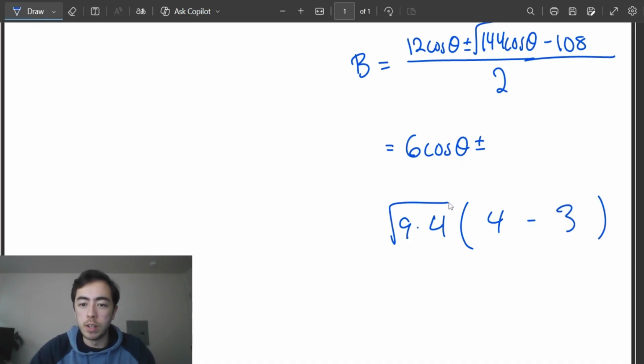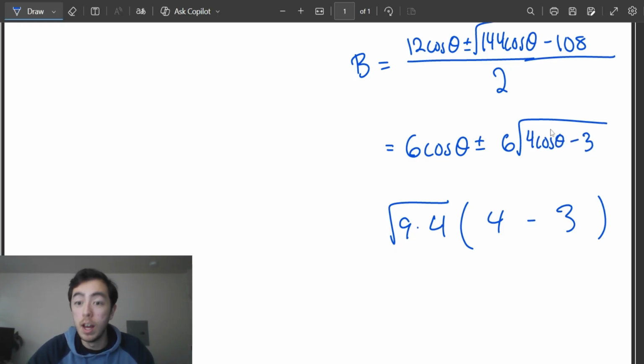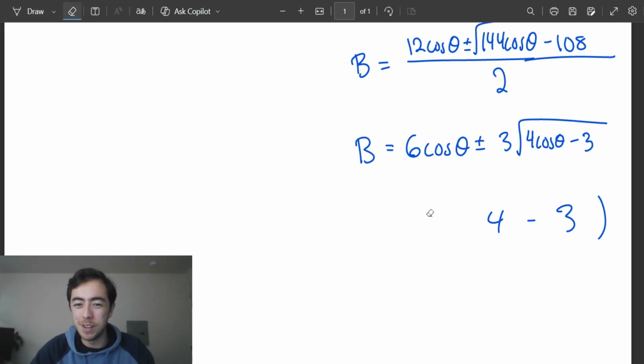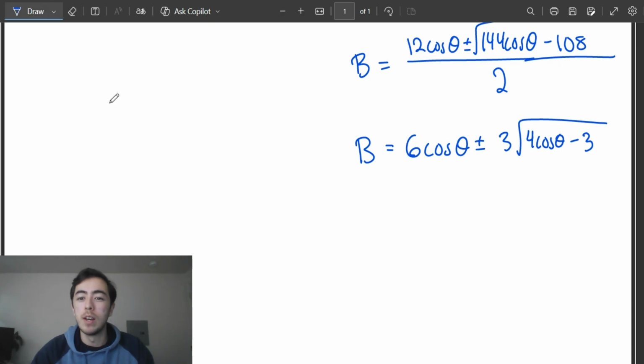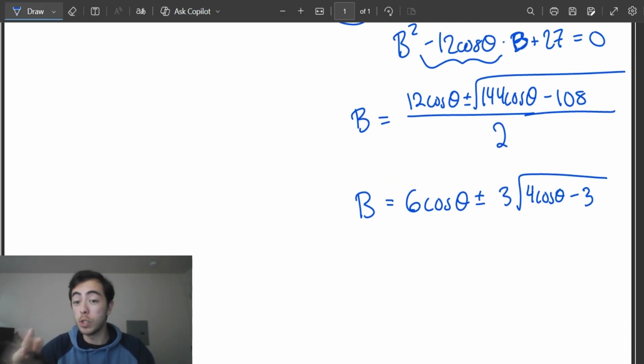And then I should probably hit both of these with a square root once they hop out of the square root sign. So I will get 3 times 2, which is 6. And then I will still have this square root of 4 cosine theta minus 3. Actually this 6 should be a 3 because I haven't divided it by that 2 yet. Okay, so I'm getting some kind of equation for our length of b in terms of theta, which is great.